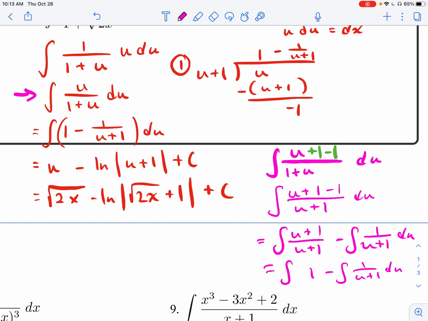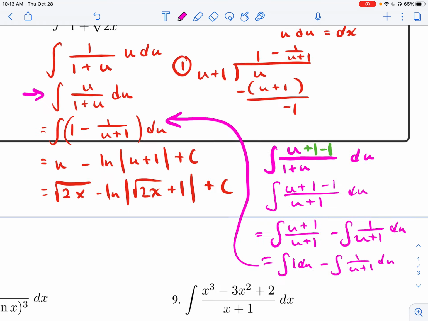Let me actually rewrite this so I can include that in the derivative. And then from this step, we have effectively the same thing that we did from here. You can just integrate each one of those terms individually.